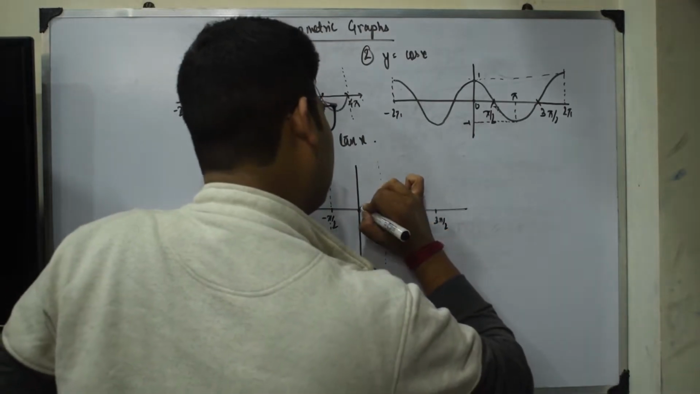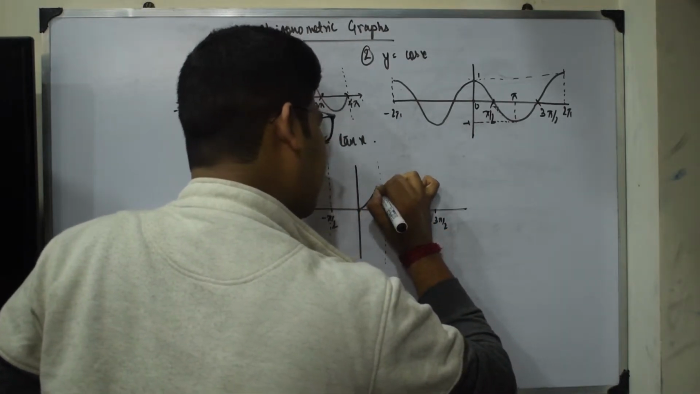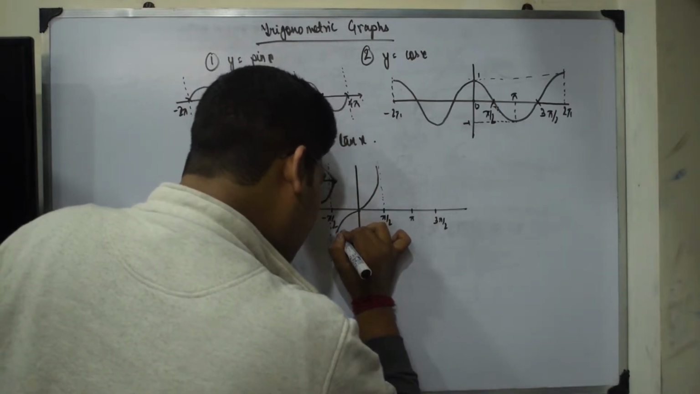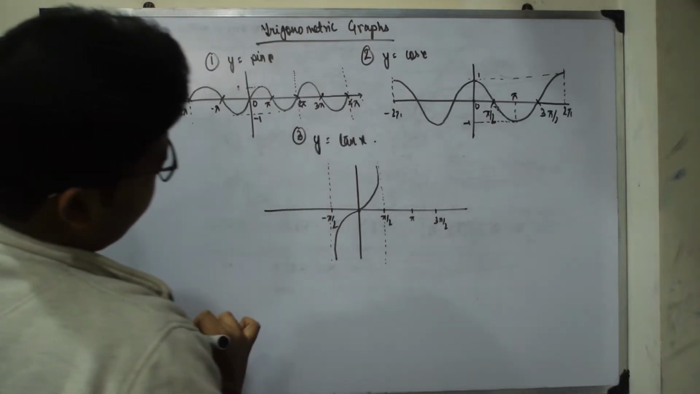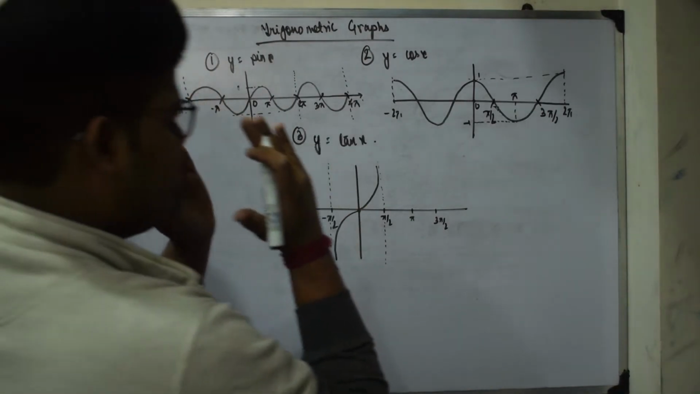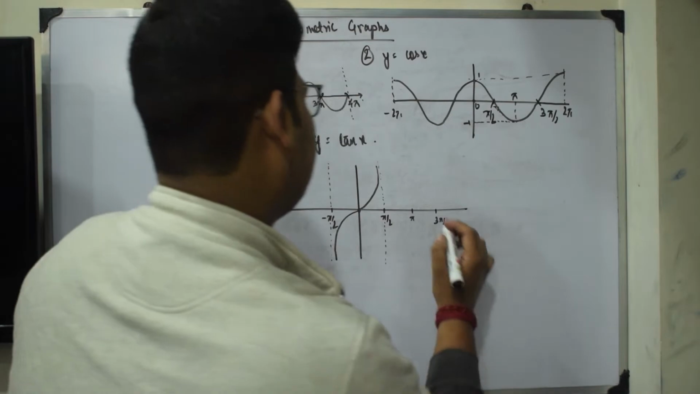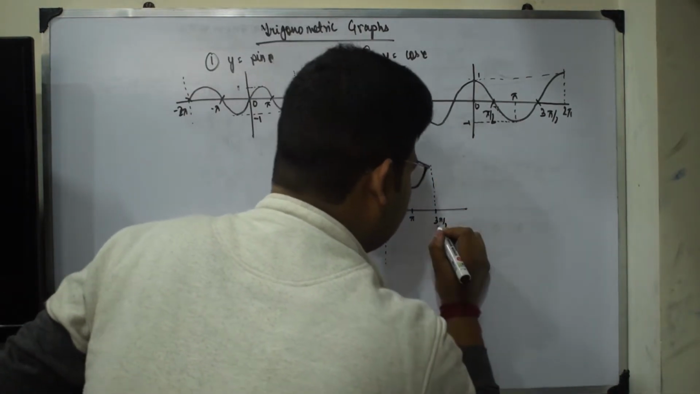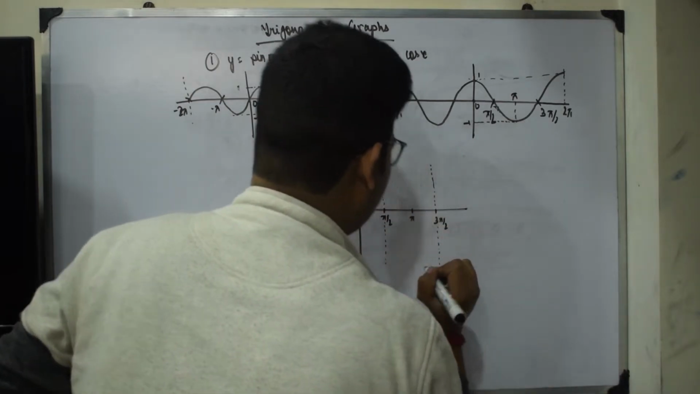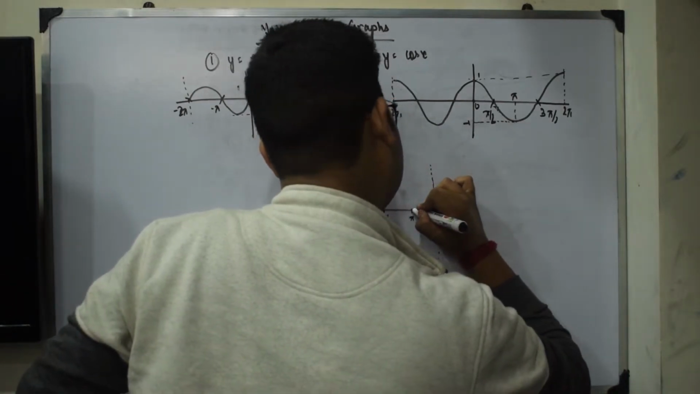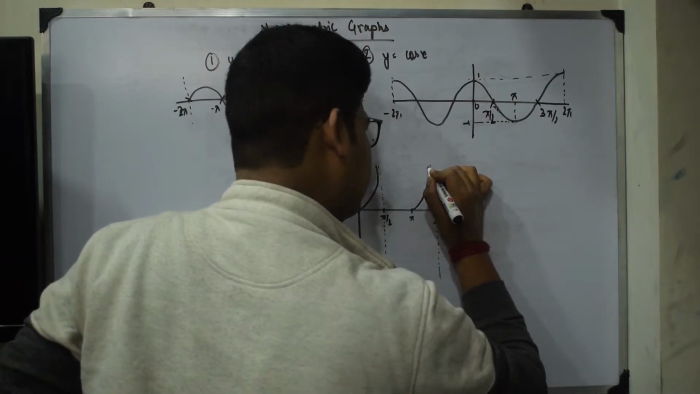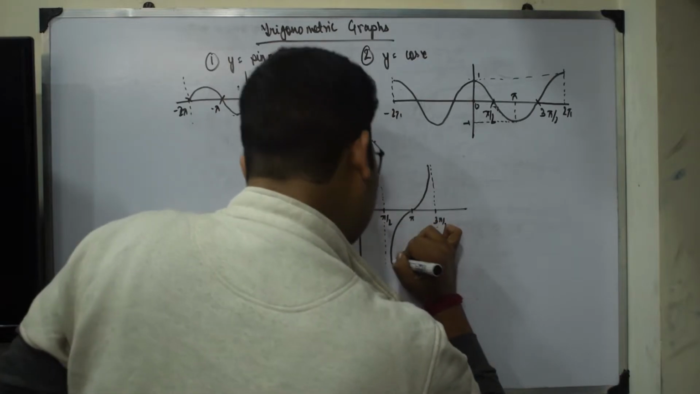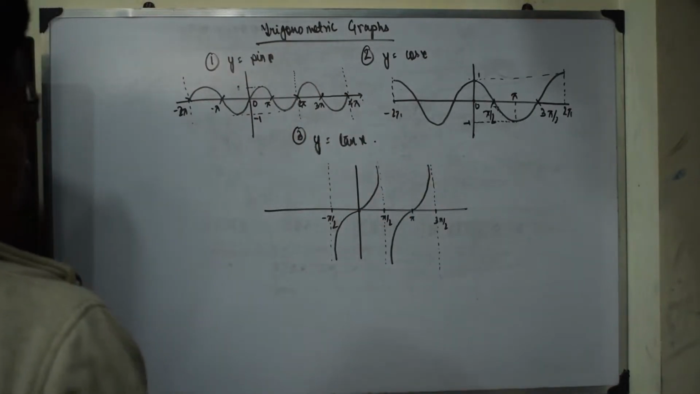The curve increases from 0 to pi by 2, and at pi by 2 it tends to infinity. At minus pi by 2 it tends to minus infinity. The curve is like this, and this graph gets repeated. At this point it is 0, so same like this. At 3 pi by 2 it tends to infinity, and at pi by 2 it tends to infinity. Like this the graph gets repeated.